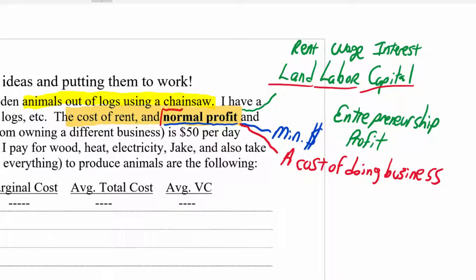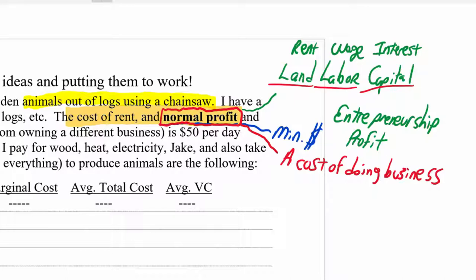Now, the term normal profit comes from the idea that this might be the average level of profit that an entrepreneur might expect, kind of the normal return to doing business in a business like this. Kind of what the entrepreneur expected to get, right? But it's not necessarily exactly that. It's just the minimum amount this entrepreneur has to pay themselves, otherwise they're going to shut this business down. And this is going to be different for everyone.